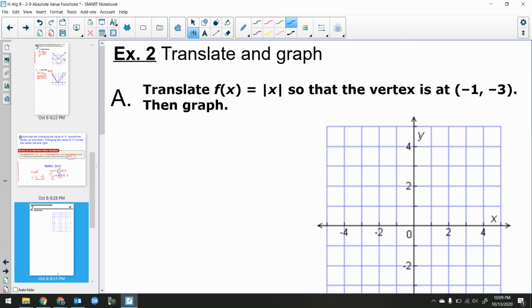Okay, so let's take a look here. We're going to translate f of x is equal to the absolute value of x so that the vertex is at (-1, -3). Well, that means that g of x is equal to the absolute value of x plus 1, minus 3. So (-1, -3) would be right there. And now I go to a consistent slope on either side, a slope of 1 on either side. Here, here, here, here.